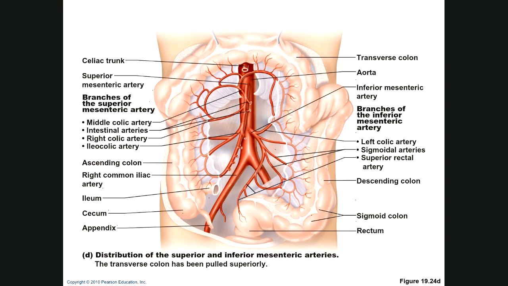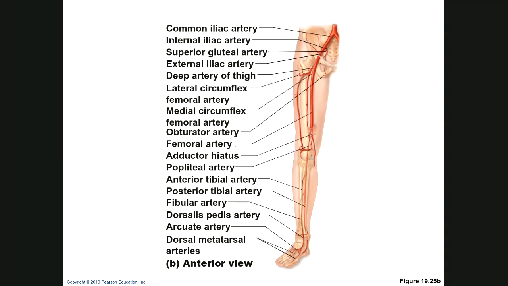This is showing some of the superior mesenteric arteries, and I think that's all I really want to go through there, except you see your aorta going down here. Okay, and this is showing the iliac going down in here. Here's your femoral artery and these other branches.